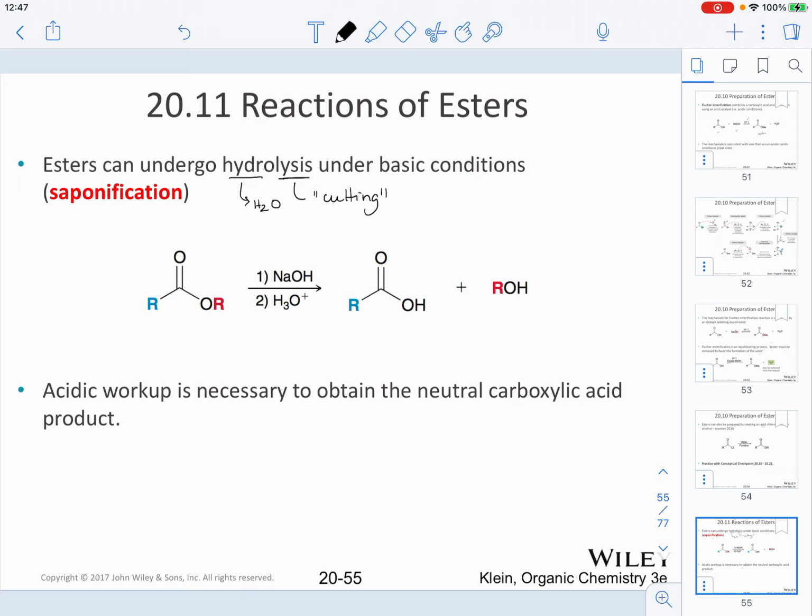So when esters undergo hydrolysis under basic conditions, on step 1, we're adding base. On step 2, we're doing an acidic workup. And overall, understand that when we have hydrolysis of an ester, we are going to form a carboxylic acid and an alcohol.